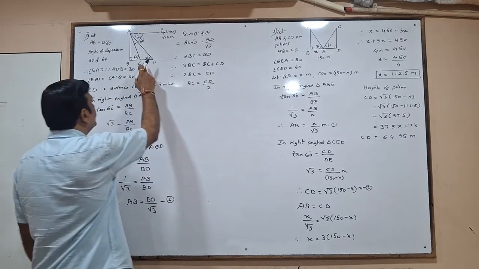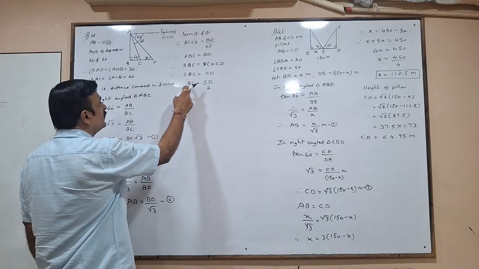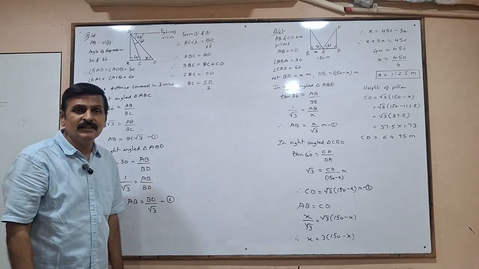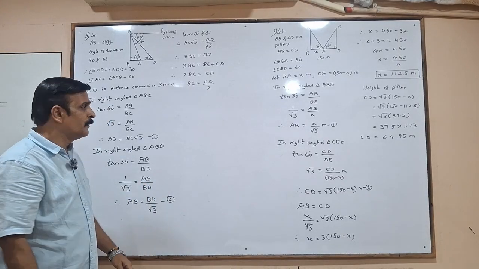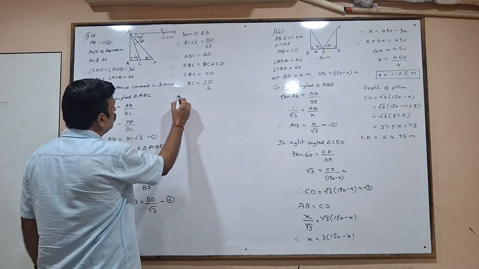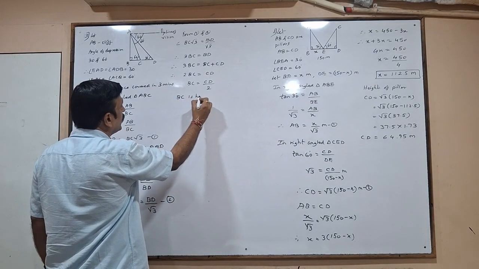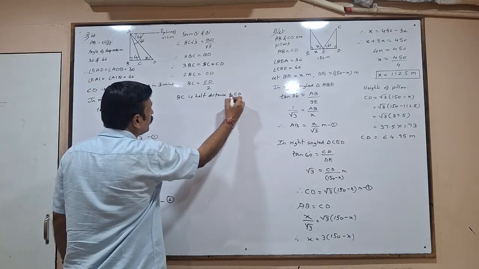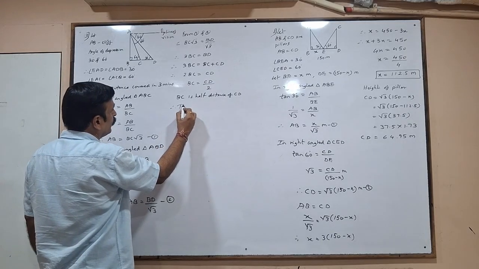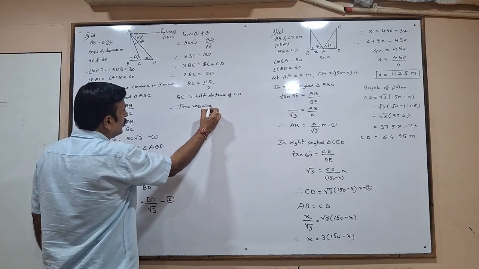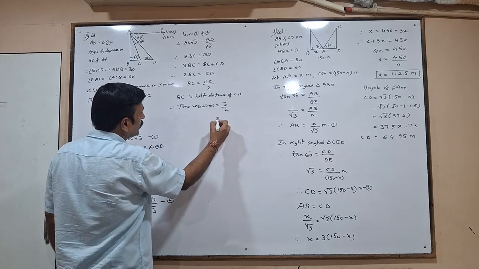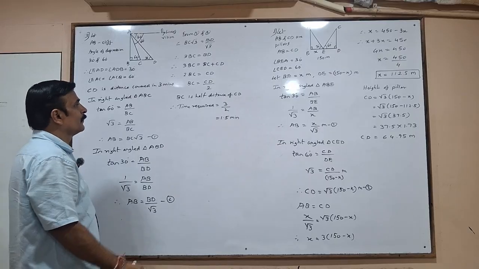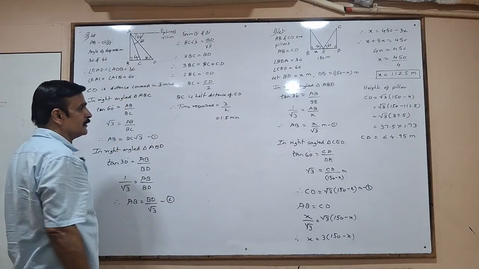So if CD requires 3 minutes, BC is half the distance of CD, which means the time required will also be half. BC is half the distance of CD. Therefore, time required will be 3 by 2, 1.5 minutes to cover this much distance.